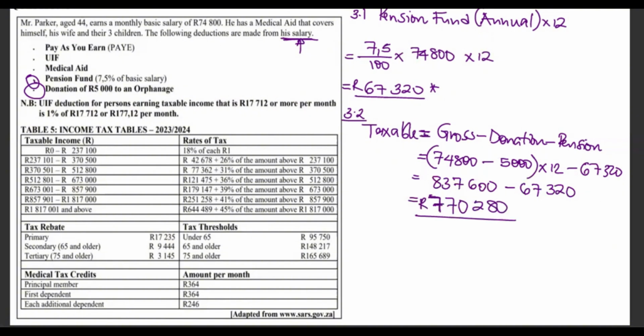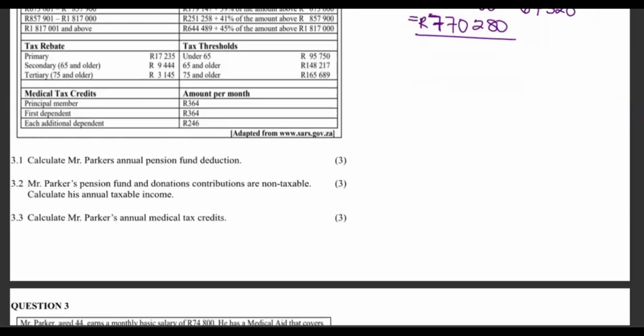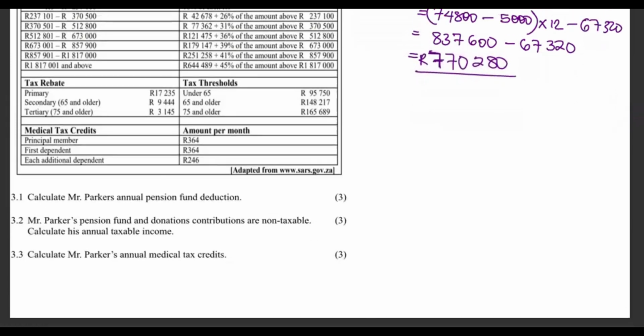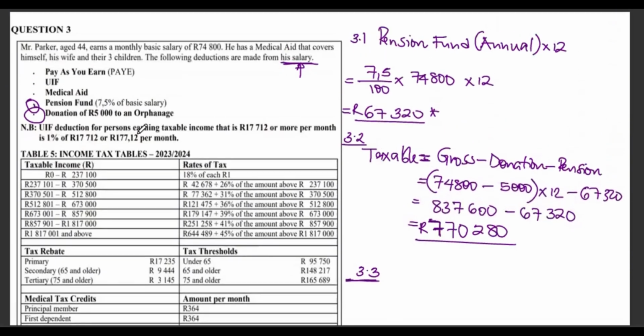Question number 3.3. Calculate Mr. Parker's annual medical tax credits. Remember, medical tax credits are always based on how many people are under the cover of medical aid. We have himself, his wife, and the 3 children. So 2 plus 3 is 5. The medical aid we are looking at is for 5 people.